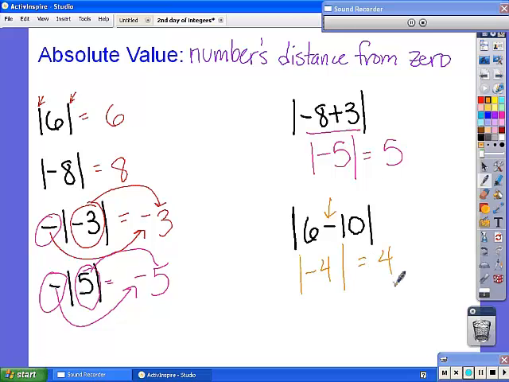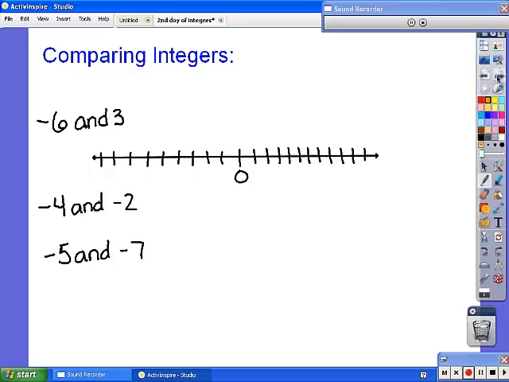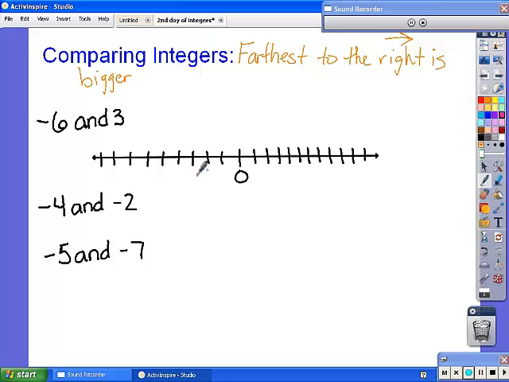All right, when you compare integers, farthest to the right is bigger. All right, and if you don't remember your right from your left, right is that way. Okay, so the first one, negative 6 and 3. So 1, 2, 3, 4. So negative 6 and 3. 3 is further to the right, so 3 is bigger, and we'd put this symbol in. This is saying negative 6 is less than 3.